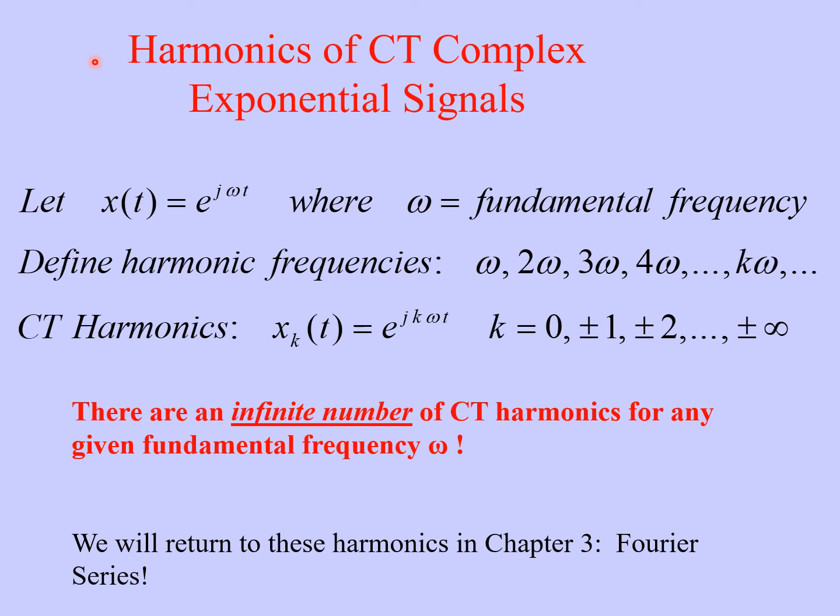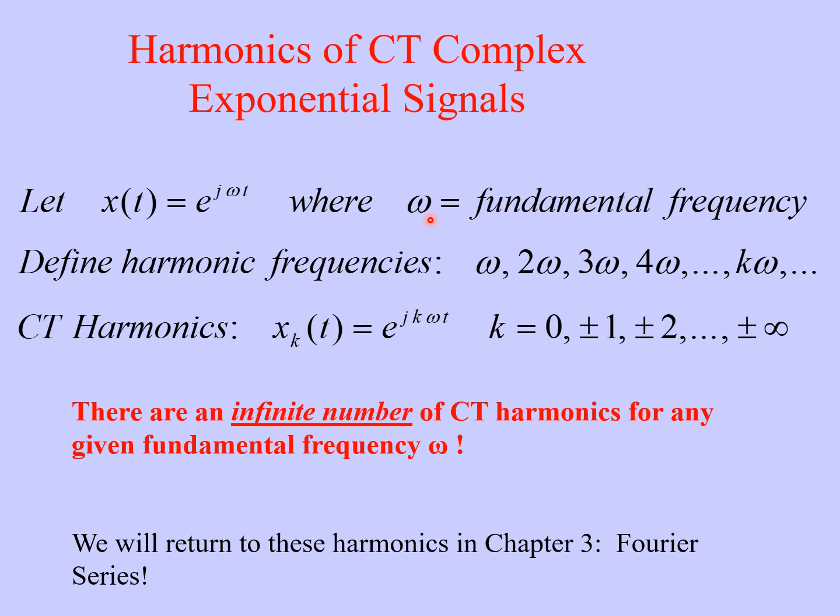Let's start by talking about the harmonics of a continuous time complex exponential signal. Recall from our last lecture that if we have a signal x of t shown mathematically as a complex exponential function, e to the j omega t, omega here represents the fundamental frequency of this signal. We can use Euler's formula to express this complex exponential as a cosine and a sine term, which oscillate with the radian frequency of omega.